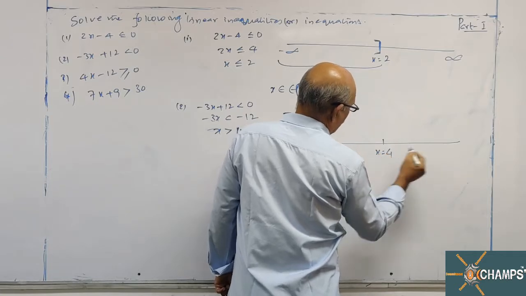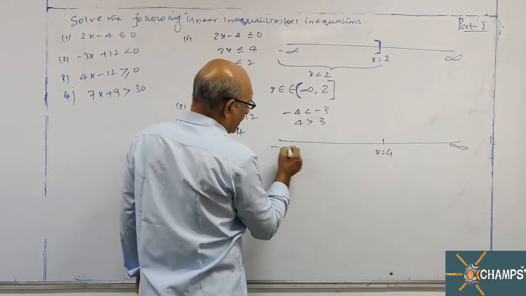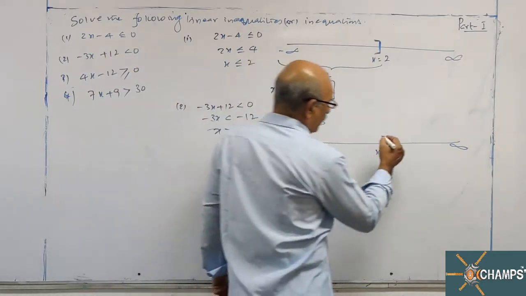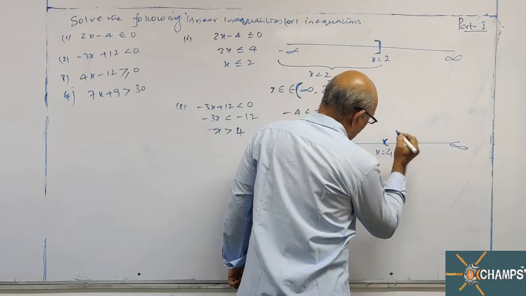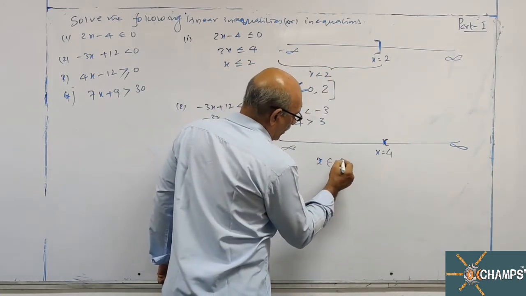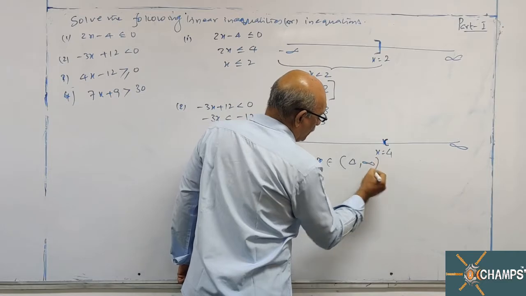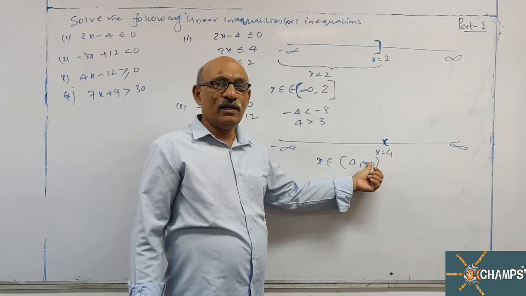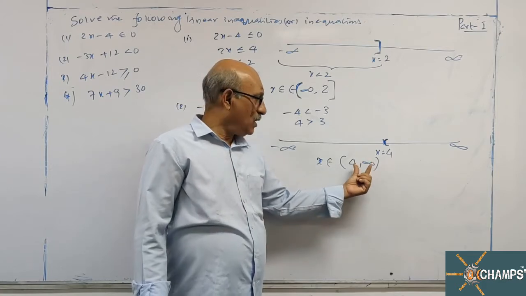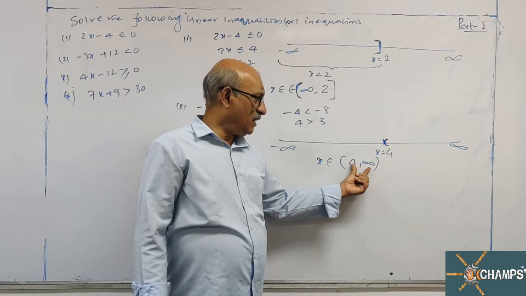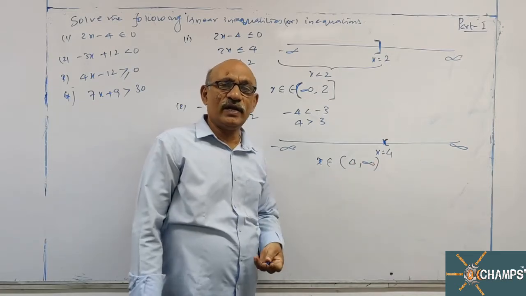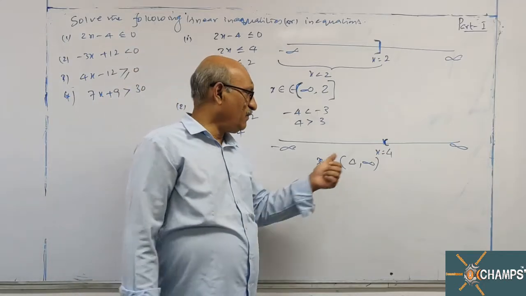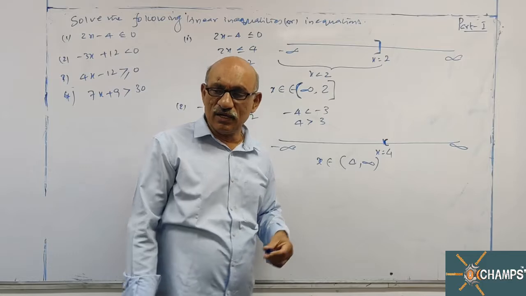X is equal to 4. This is infinity, this is minus infinity. Now, equal to sign is not in the inequality sign. So 4 is not considered. Leaving 4 you have to take. So x belongs to open interval 4 to infinity. Lower limit and upper limit are both excluded. So it is 4 comma infinity in ordinary brackets, and you read it as open interval 4 to infinity. 4 is not considered, infinity is not considered.